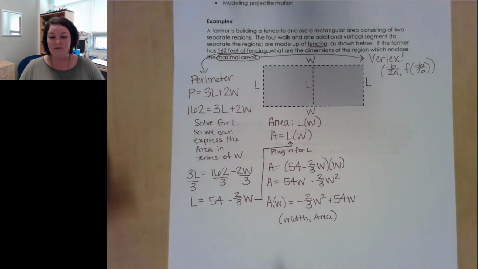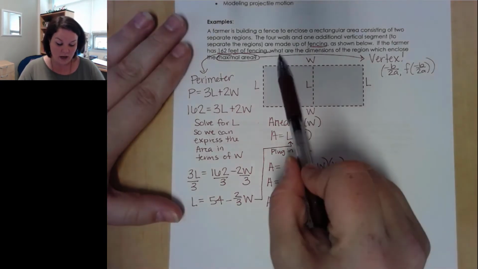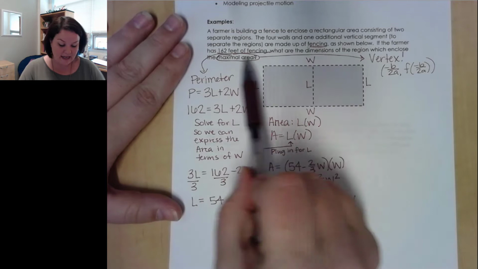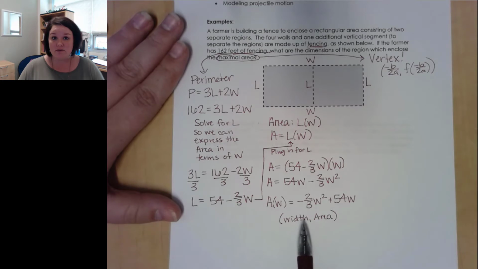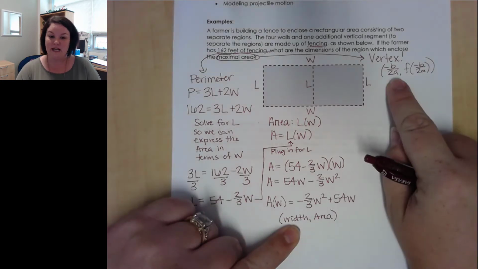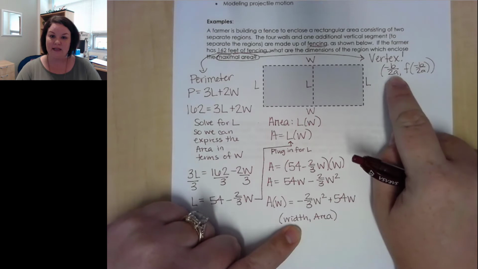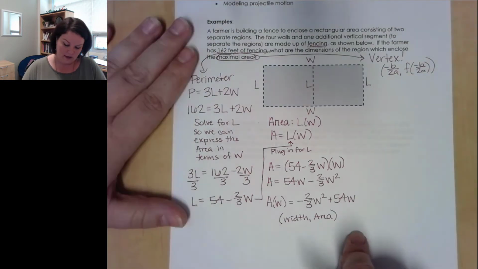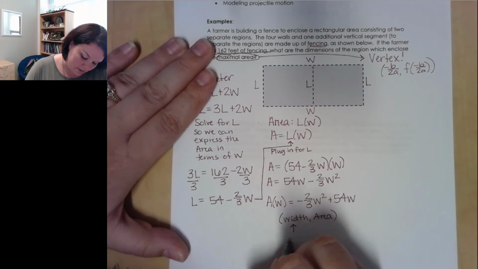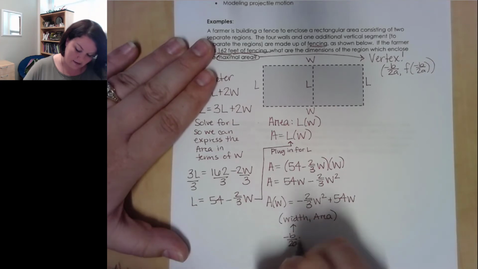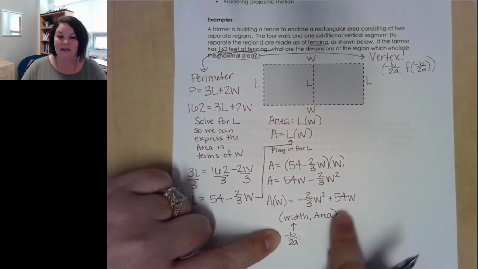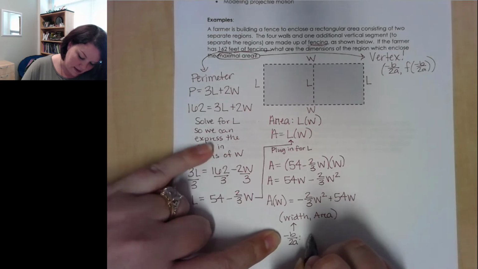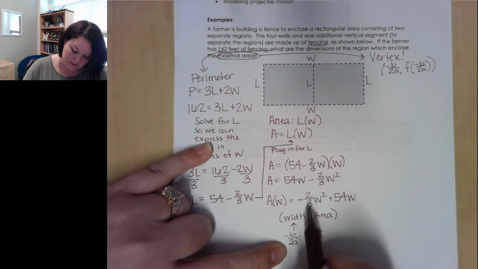So in order to figure this out, what we're trying to figure out is what are the dimensions that would give us a maximum area. Okay, so we first need to figure out what our width is, right? That's one of our dimensions. And using our vertex formula, we can find width by doing negative b over 2a. Okay, so I'm going to go ahead and say in order to find this, we do negative b over 2a. So in my function that I just came up with, my b is 54. So if I do negative b, I'm going to do negative 54 over 2 times my A, which is negative 2/3.